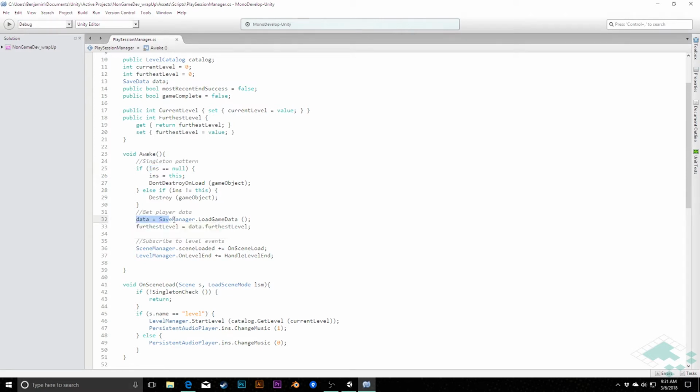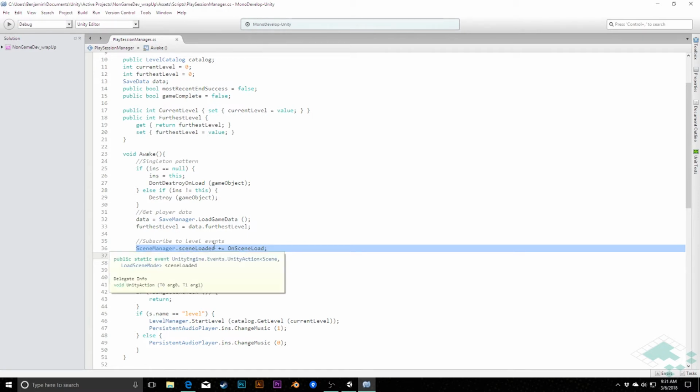We get our players' save data. We set our furthest level based on that data that we got. And then we subscribe to some events that are being handled in the game level itself. Things like what happens when a scene is loaded or when a level is ended. And this is actually where we ran into some issues, because what happened was, when we first had this all set up in this way, on scene load, we actually had multiple of these singletons around.